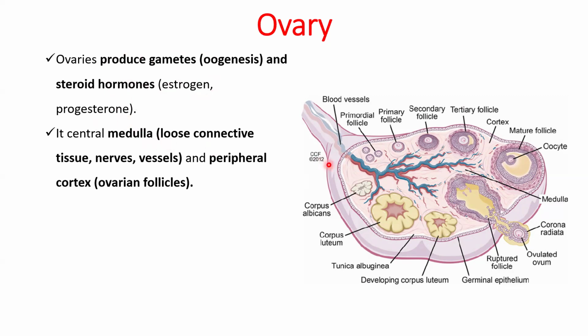It has a central medulla, so we can appreciate this central medulla. This central medulla contains loose connective tissue, nerves, and blood vessels. So the ovarian arteries and ovarian veins, or their branches, will be found there. And then it will also have a peripheral cortex. This peripheral cortex will contain the germinal epithelium and the various ovarian follicles, starting from the primordial follicles, primary follicles, secondary follicles. Then we go to mature follicles.